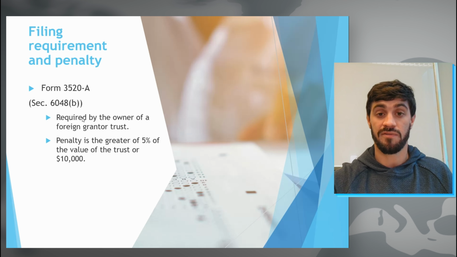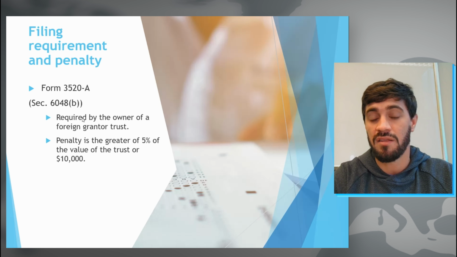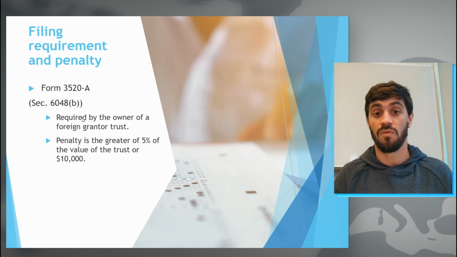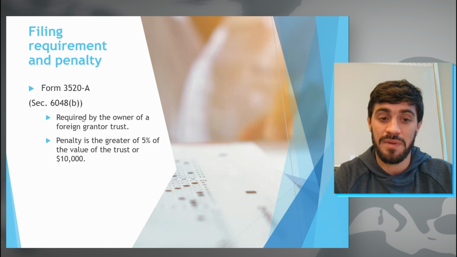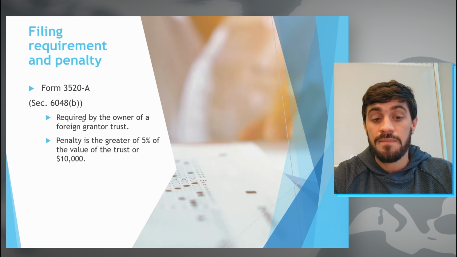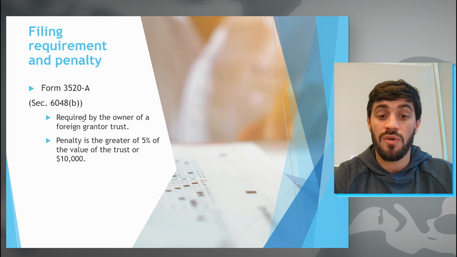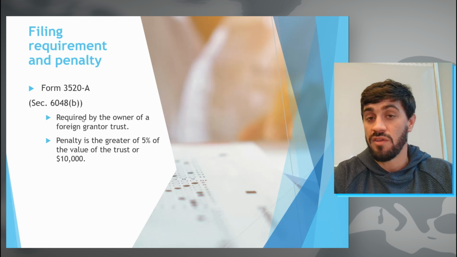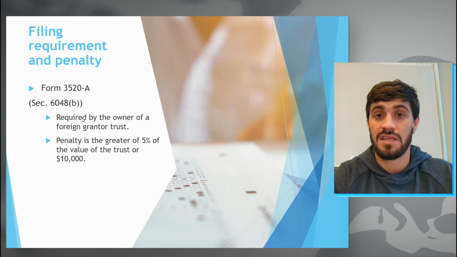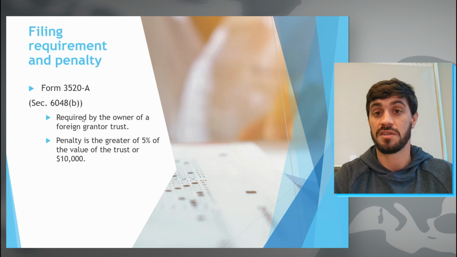Let's say that this foreign retirement plan does create a foreign grantor trust. A lot of times it's uncertain, so people are just filing these forms to be conservative, which makes sense. But if you don't file it correctly, that's when these big penalties come in. The penalty is the greater of 5% of the value of the trust or $10,000. So if you file this Form 3520A late, or you don't file it at all, the minimum penalty is $10,000, or it could be 5% of the value.